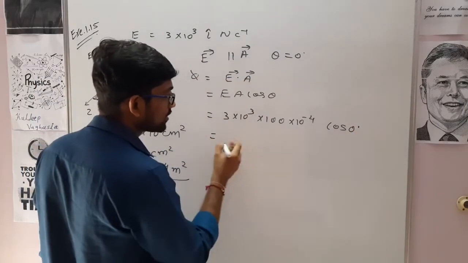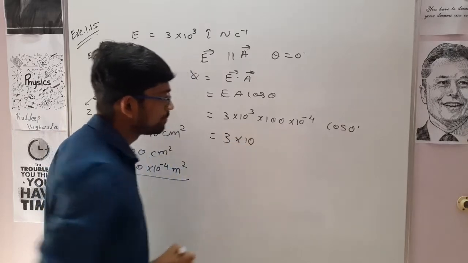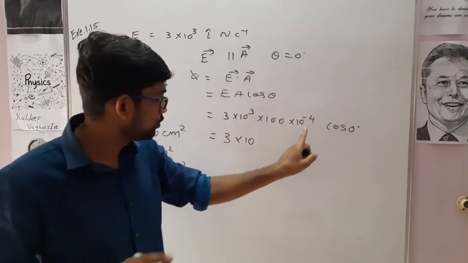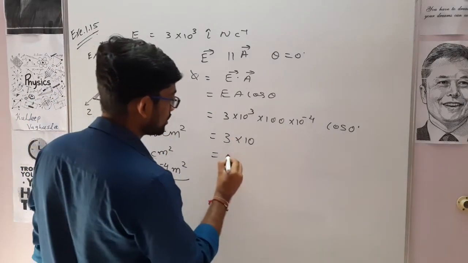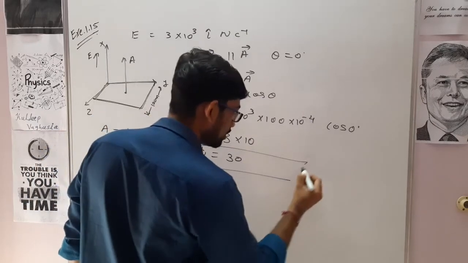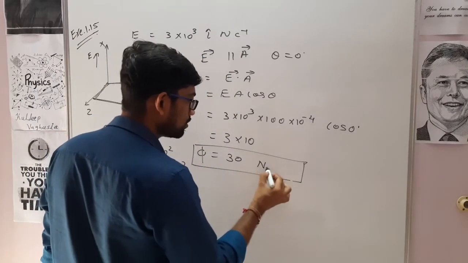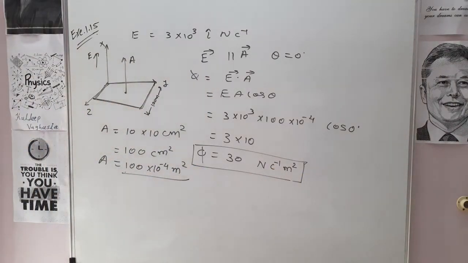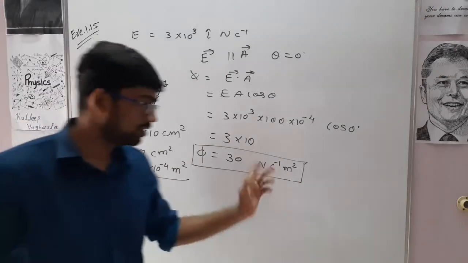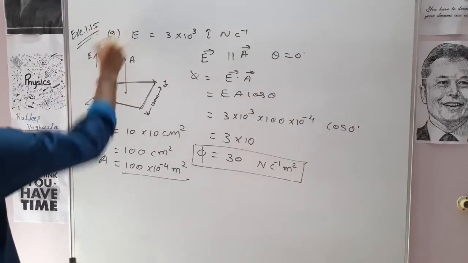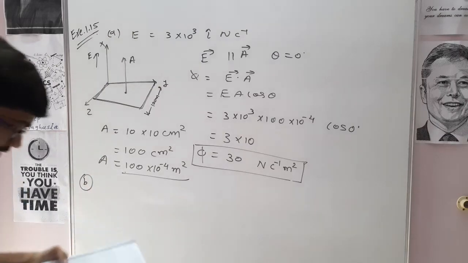Okay. So this is 3 into 10 to the power 2 minus 4. So minus 2 there. Only 10. So this is 30. Flux is 30. And its unit is Newton Coulomb inverse meter square. Okay. So this is the answer of the first question. This is 30 Newton meter square Coulomb inverse. Okay. In this one there is another question, that is A. This is A. Now the B. B is this.